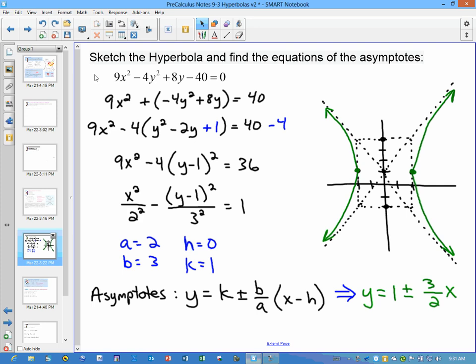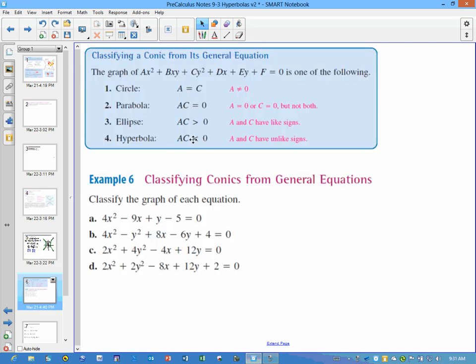Alright, the final thing we're going to look at is being able to recognize which type of conic section you have just by looking at the equation. So this is the general form for all conic sections. The A, B, C, D, E, and F are just the coefficients of this big general equation.